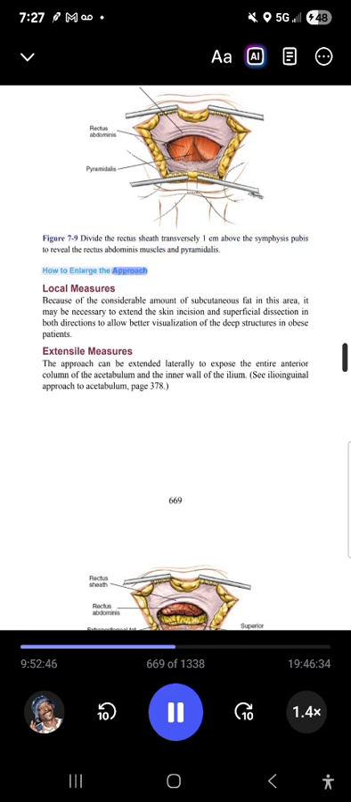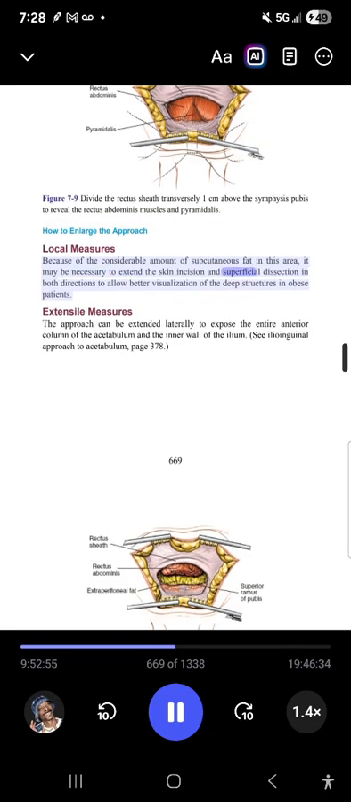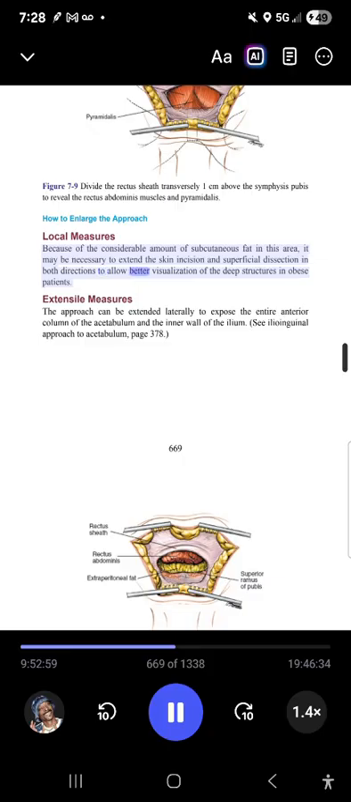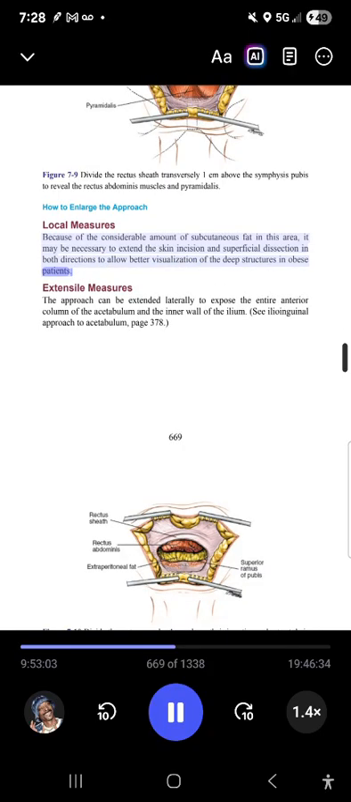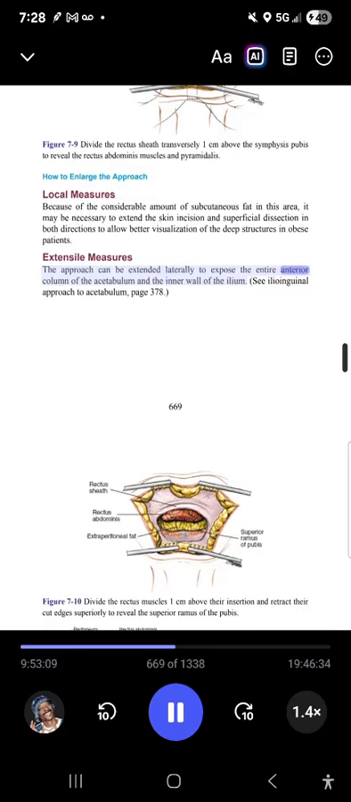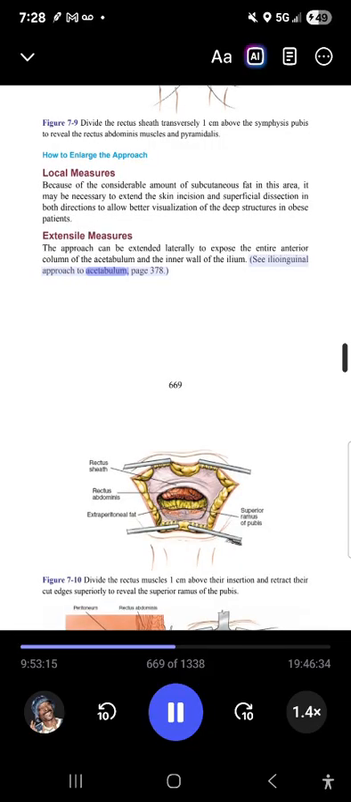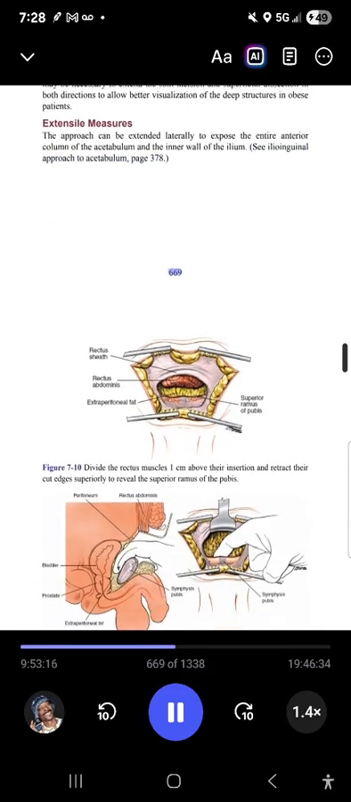How to enlarge the approach. Local measures. Because of the considerable amount of subcutaneous fat in this area, it may be necessary to extend the skin incision and superficial dissection in both directions to allow better visualization of the deep structures in obese patients. Extensile measures. The approach can be extended laterally to expose the entire anterior column of the acetabulum and the inner wall of the ilium. See ilioinguinal approach to acetabulum, page 378.